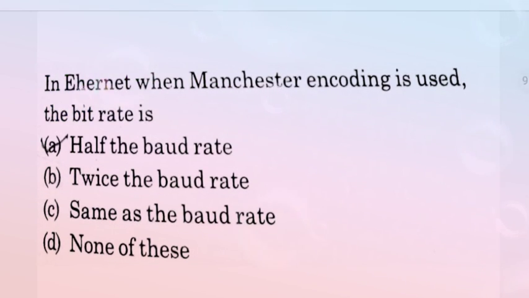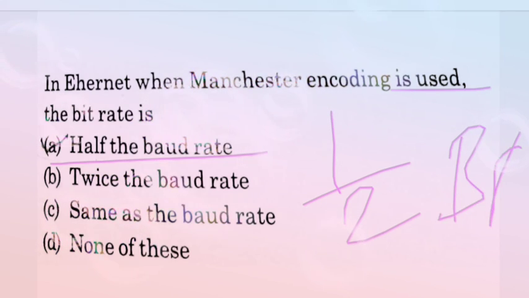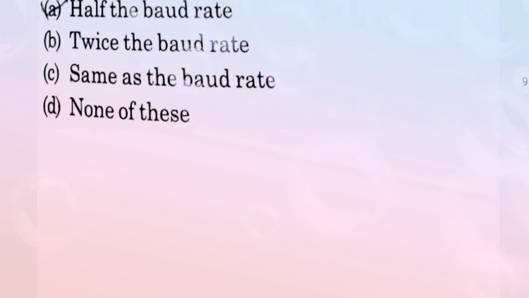In an Ethernet, when Manchester encoding is used, the bit rate is: in this question the Manchester encoding is used, then the bit rate is half the baud rate. So option A is correct, half the baud rate. Option A is the correct answer. Now come to the next question. This question was already asked in the previous year paper of NIC, so you should consider these questions also.